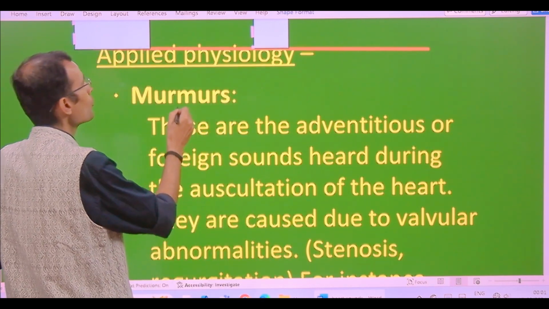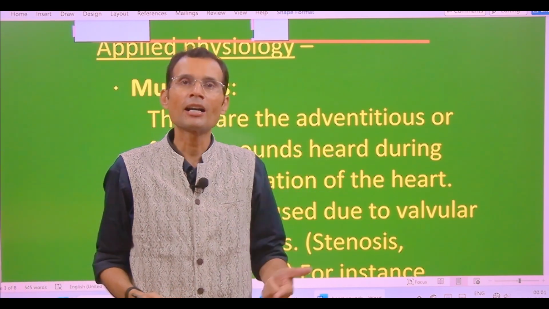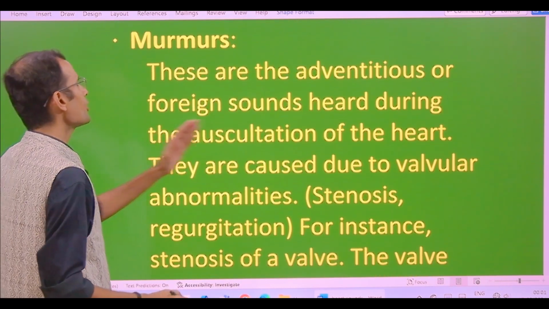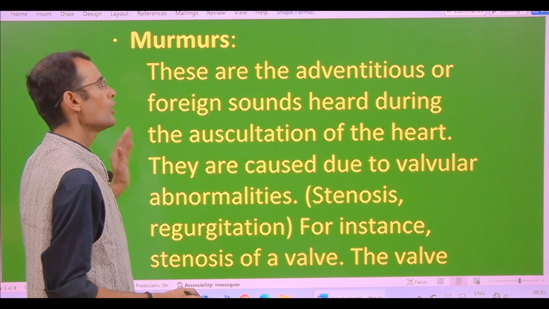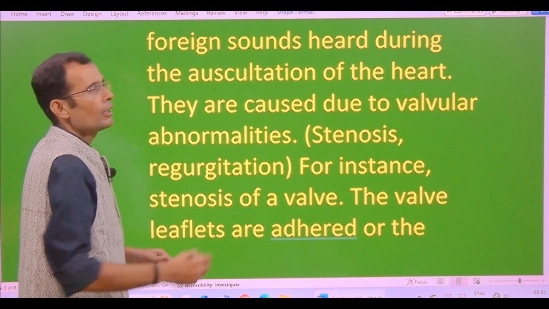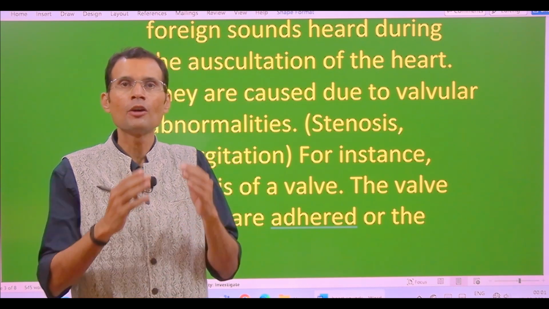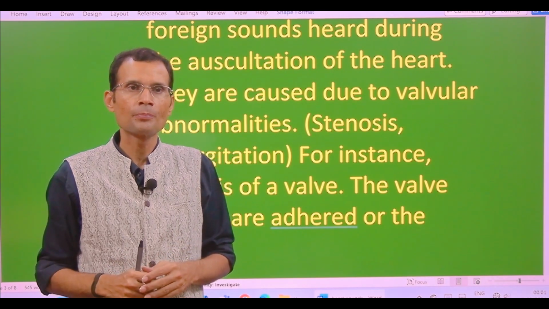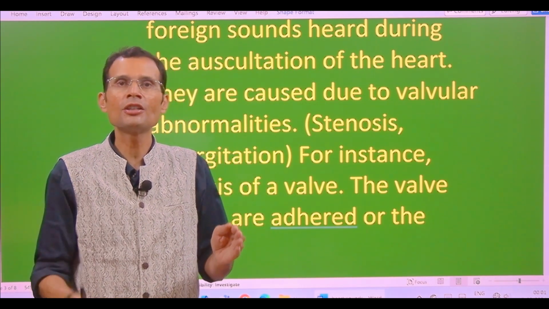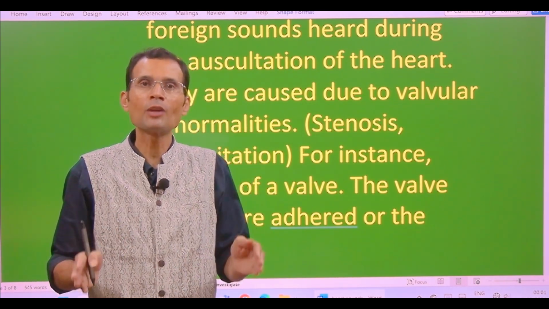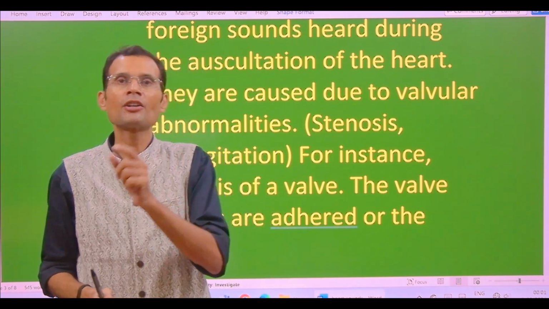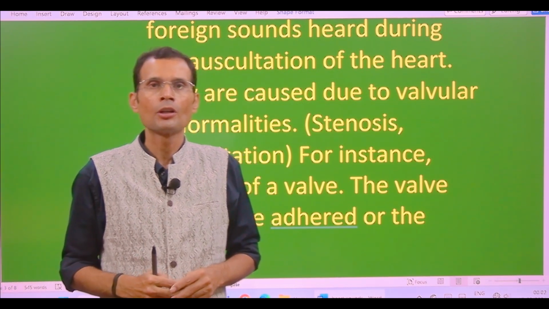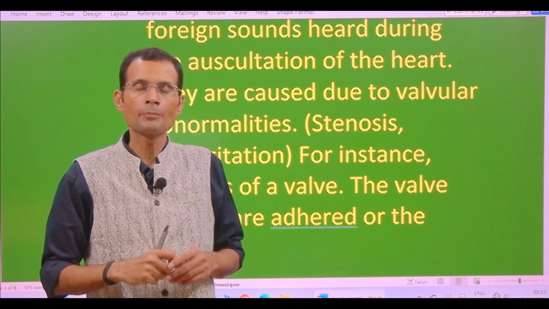All right. So murmurs, that is the applied aspect of the heart sounds. If you have a short note, these are the adventitious sounds or foreign sounds heard during the auscultation of the heart. Murmurs are generally produced due to valvular heart diseases. What are the valvular heart diseases? Stenosis and regurgitation. Two types of valvular heart diseases, stenosis and regurgitation. You will read about it later on in medicine, and I'll make another video on that.